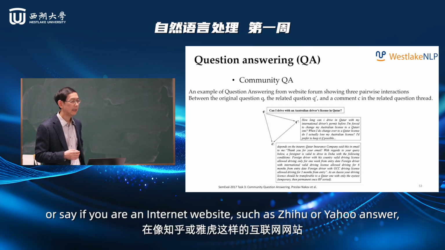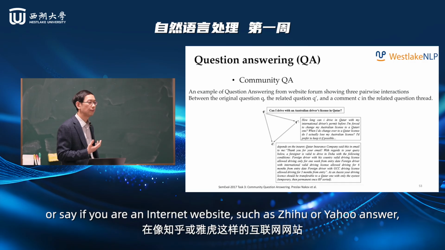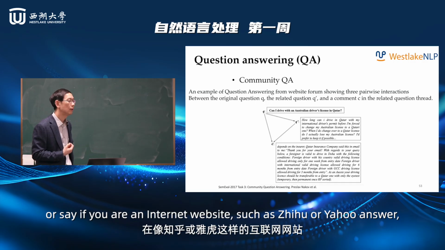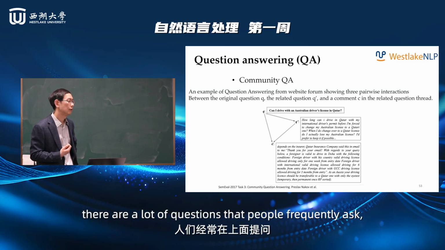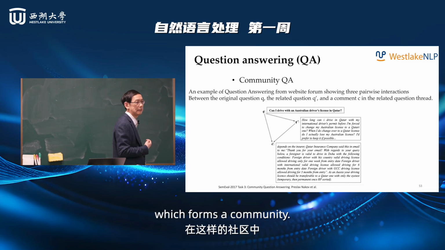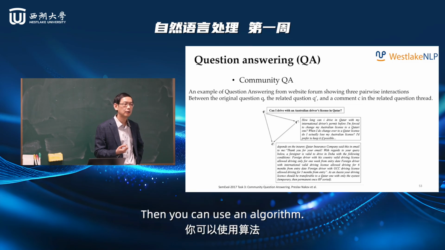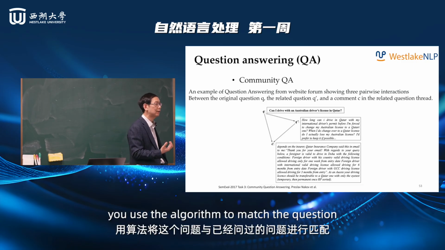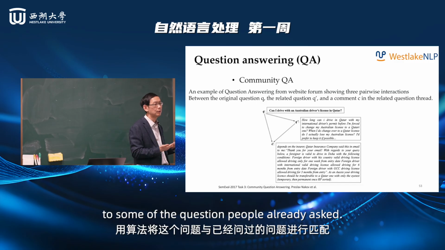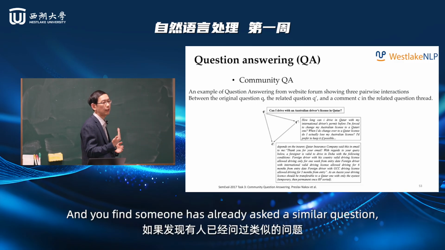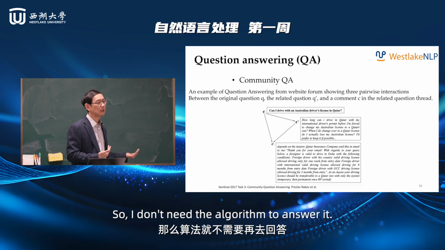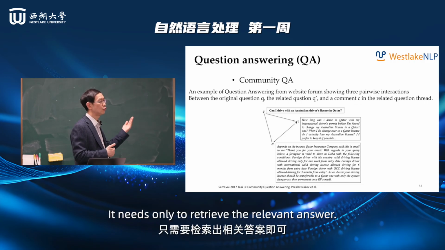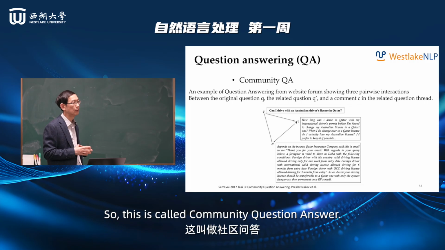Or say, if you are an internet website such as Zhihu or Yahoo Answers, there are a lot of questions that people frequently ask, which forms a community. Then you can use an algorithm, right? When you have a question, you use the algorithm to match the question to some of the questions people already asked. And you find that someone has already asked a similar question and people have answered it, so I don't need the algorithm to answer it. It needs only to retrieve the relevant answer. So this is called community question answering.